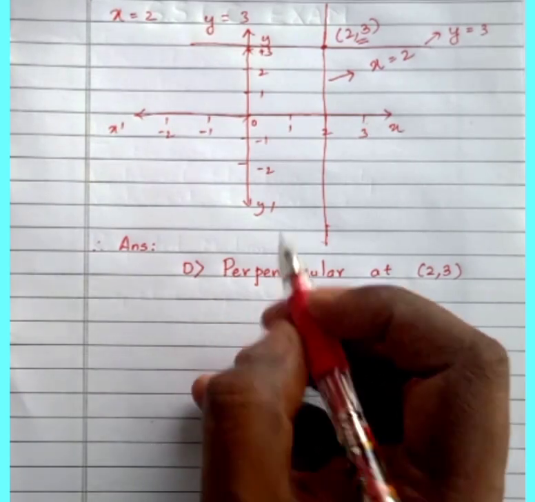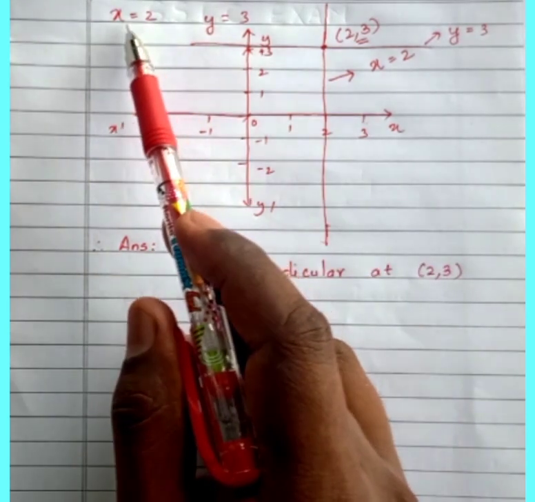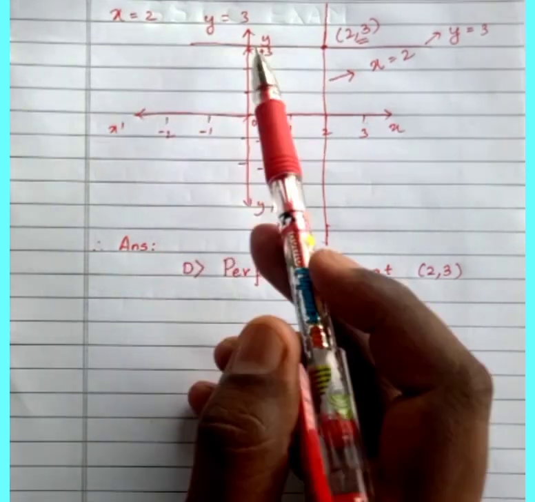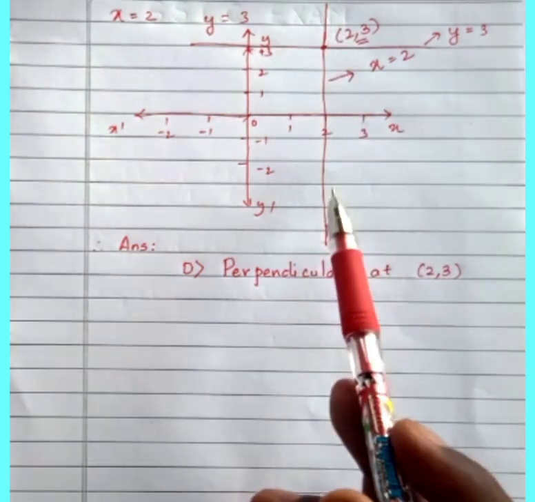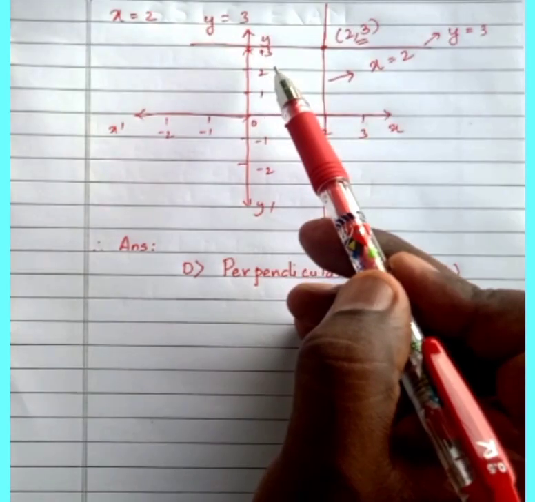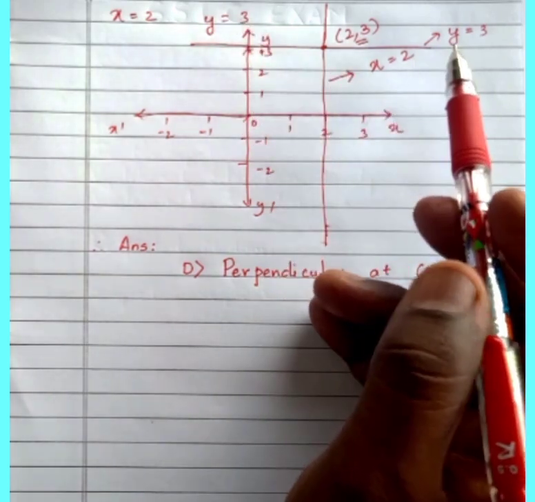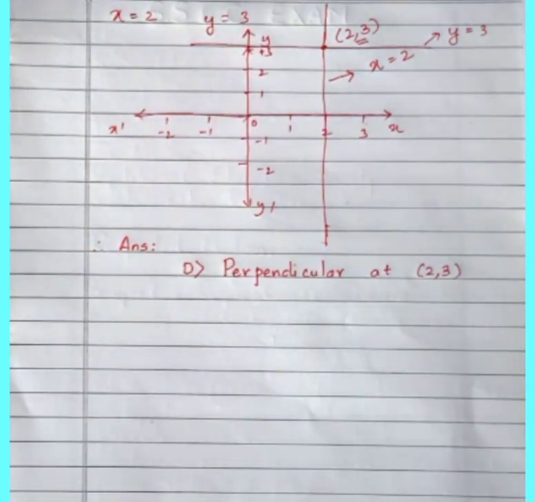Students, this kind of question you can expect for the exam. Do practice similar questions for the exam. If I consider x equals 5, y equals 7, they both will be perpendicular at point 5, 7.